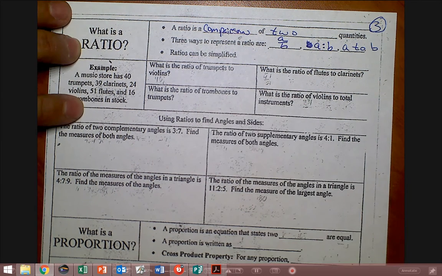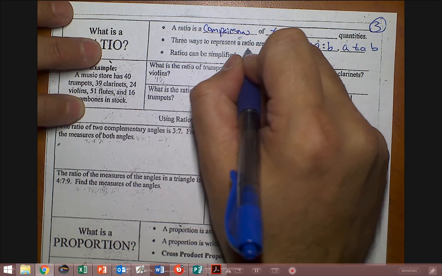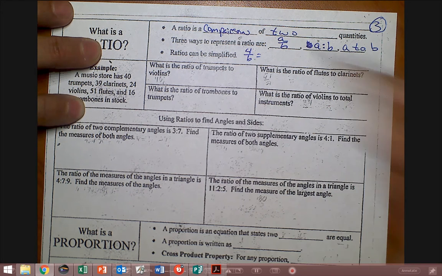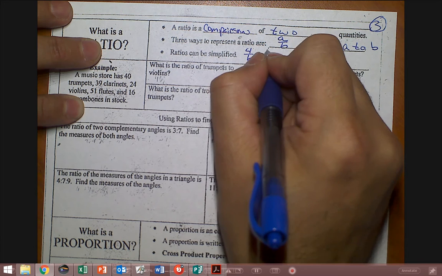Now, ratios can be simplified. So if I start off with the ratio of 4 over 6, what does that reduce to? 2 over 3, very good.